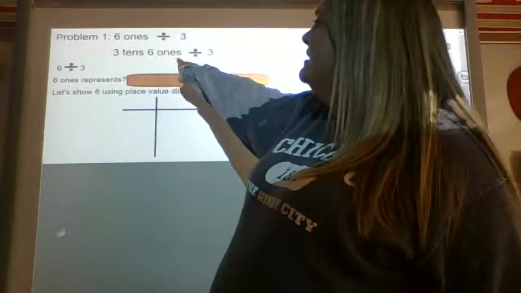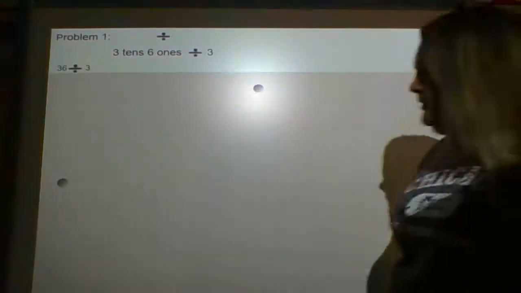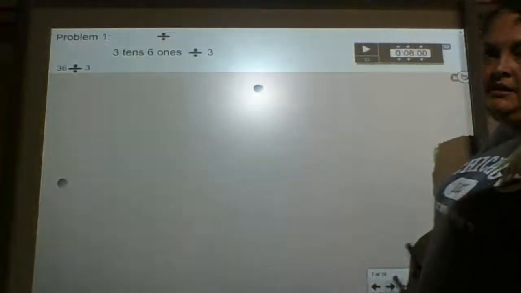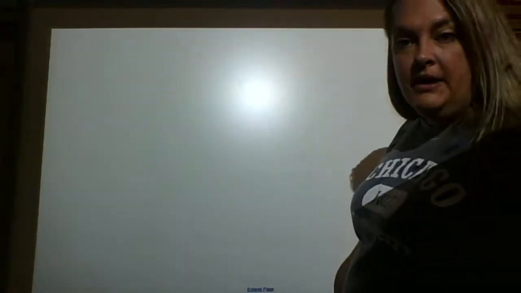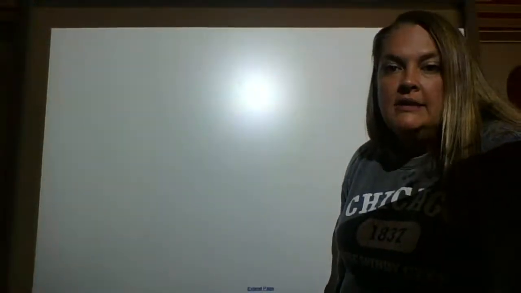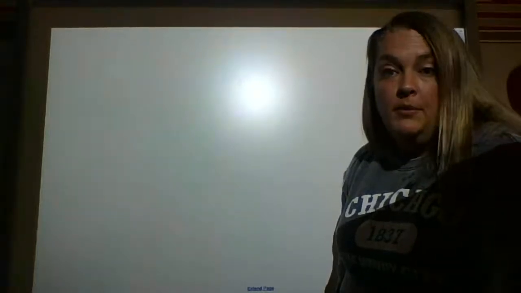Now look at this. 3 tens, 6 ones. Different story. Let's look at that. Ready? Now I'm looking at 36 divided by 3. Do you see that? So I'm going to show you a strategy to use today. We're going to build it. 36 divided by 3. So I want you to think of yourself as a construction person, a contractor, if you will. You're building an apartment building.